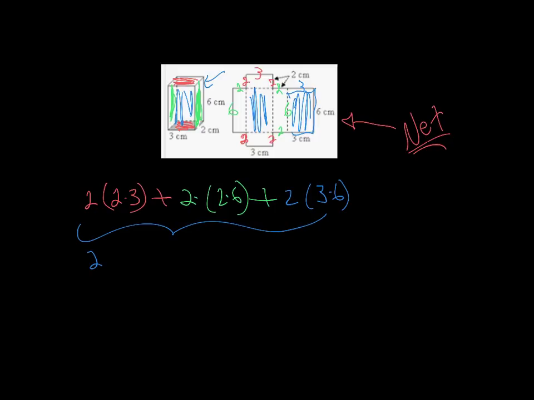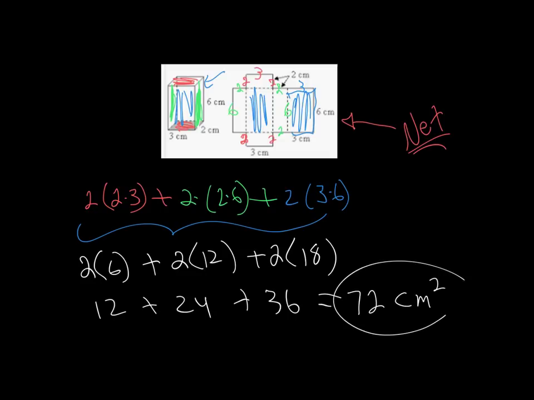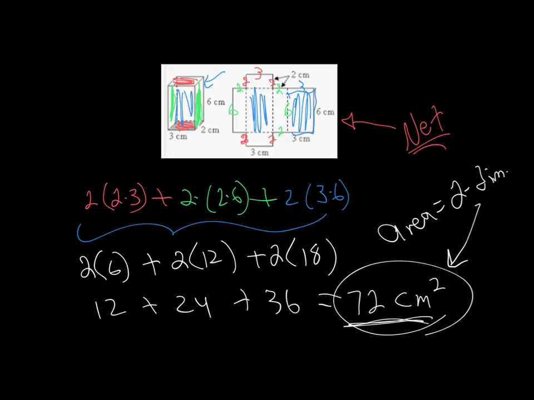So if I just grab a different color, that's going to be 2 times 6 plus 2 times 12 plus 2 times 18. So that's going to be 12 plus 24 plus 36, which gives us 72 square centimeters. Remember, this is area, and area is 2-dimensional, hence that 2. So the overall surface area, if we were to buy gift wrap and we want to wrap this package, if we wanted to paint it, we would need enough paint to cover 72 square centimeters, which wouldn't be very much paint, by the way.